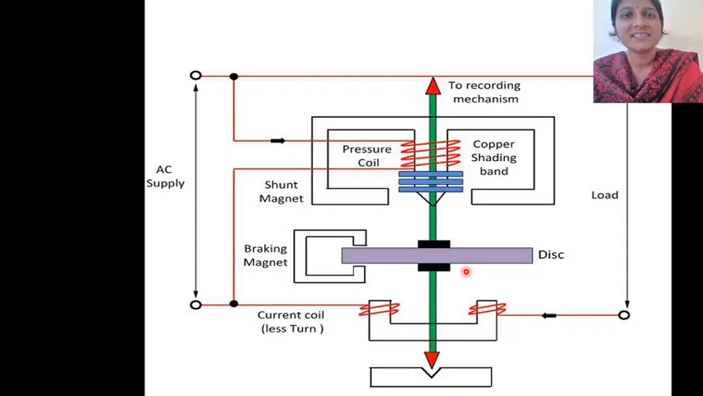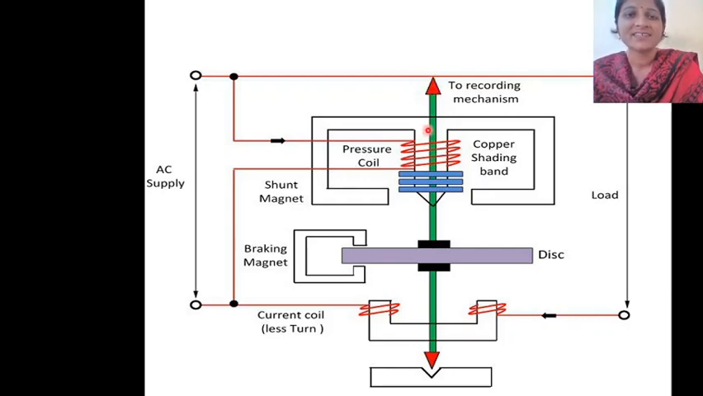These eddy currents and these fluxes, that is the pressure coil flux and the series coil flux, interact with each other, and a net flux is produced. Because of that net flux, a net torque is produced, and because of the torque there is a force, and the disc will be moving. It starts moving, and this is recorded by the registering mechanism.